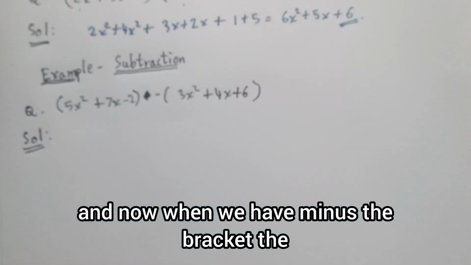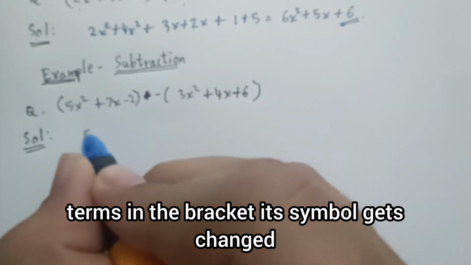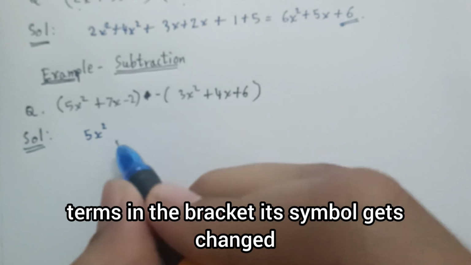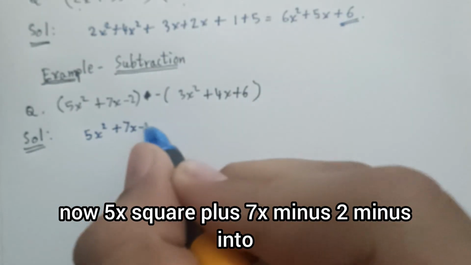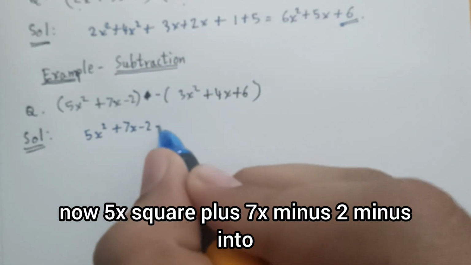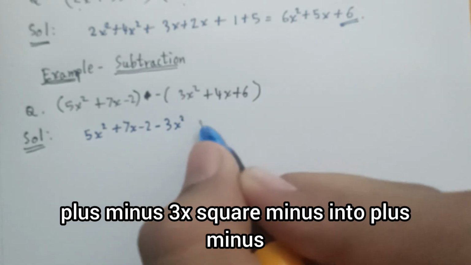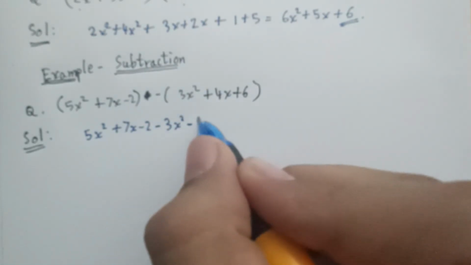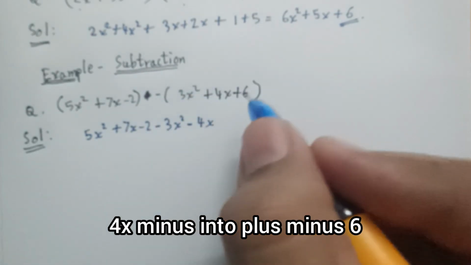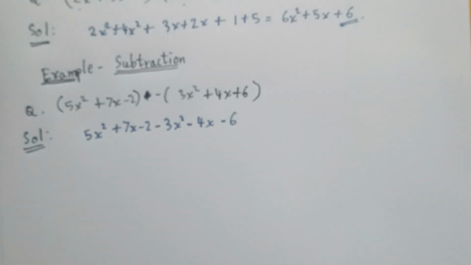And now when we have minus the terms in the bracket, its symbol gets changed. Now 5x squared plus 7x minus 2 minus into plus minus 3x squared minus into plus minus 4x minus into plus minus 6.